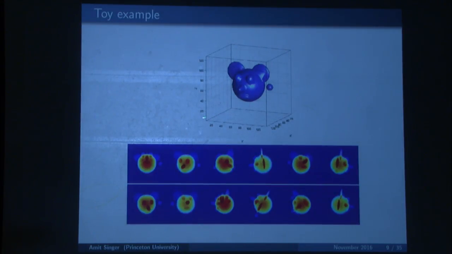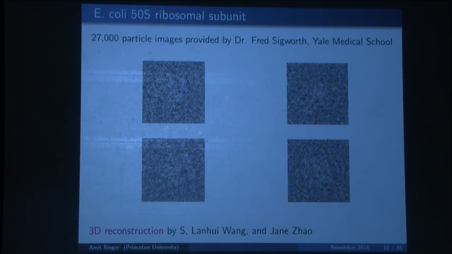Okay, so here is a very simple example. Suppose that you don't know this structure, I don't give it to you, but you see 12 images of this kind. You don't know the viewing directions, and you want to estimate the 3D structure. So here it's easy, we're just looking at some of the pictures, you can make some very clever guesses, but in reality the images look like this. Okay, they are much, much noisier.